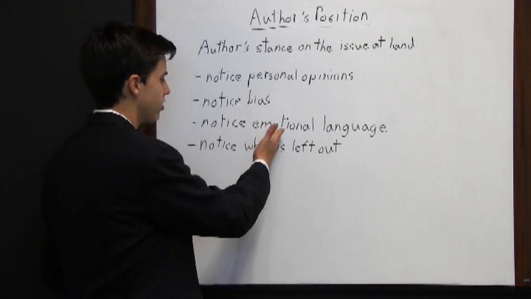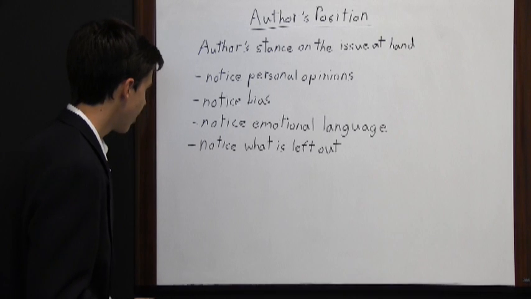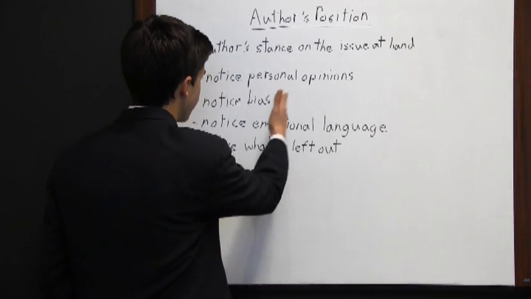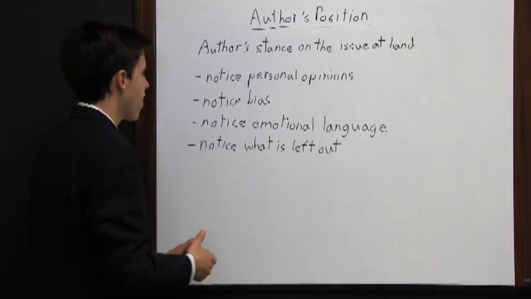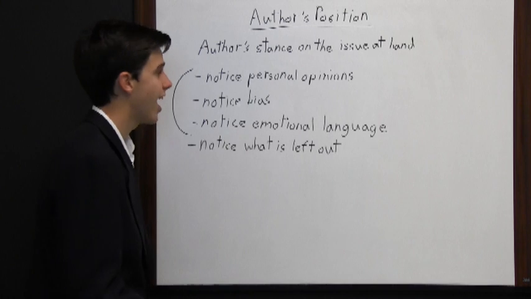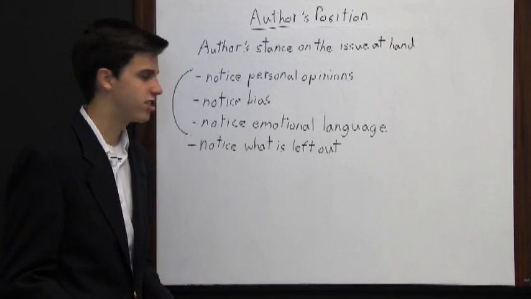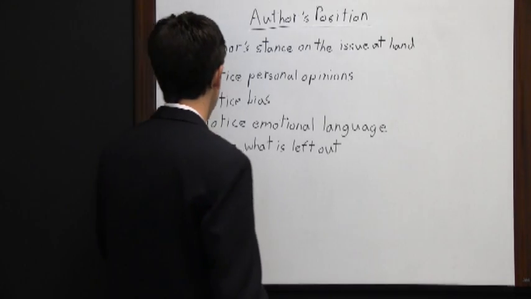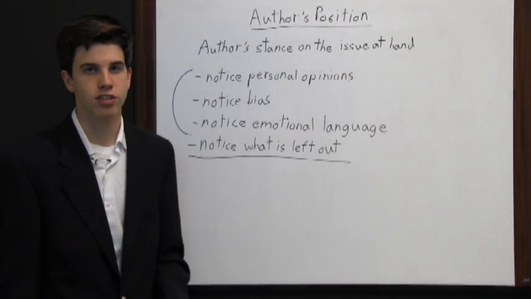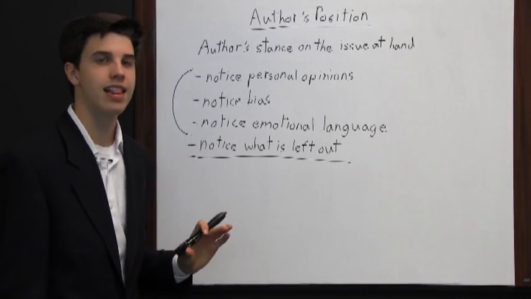And so sometimes they'll insert emotional language to try to persuade someone to their thinking. Then also, notice what information is left out. Because when we're talking about personal opinions, bias, and emotional language, these are all things that are going to be added to the paper. This is something an author may add to the paper to insert their bias or their own position. But noticing what is left out is when the author doesn't write something to support their position. This may be some fact that would look bad upon their own position, so they just leave it out.